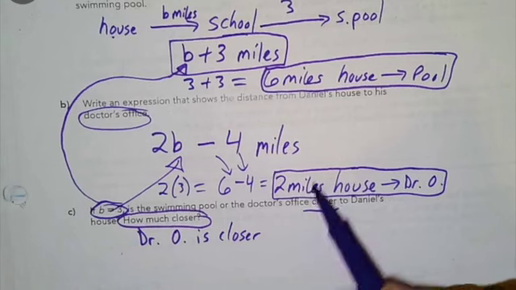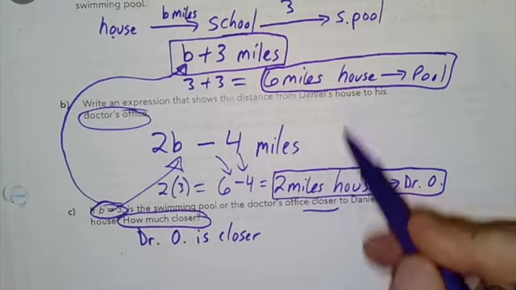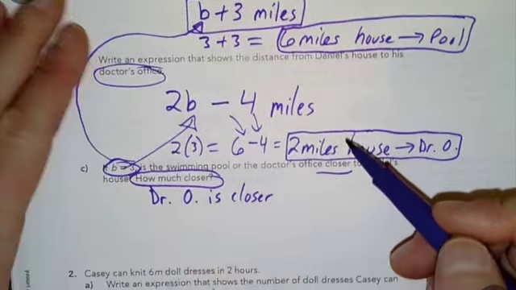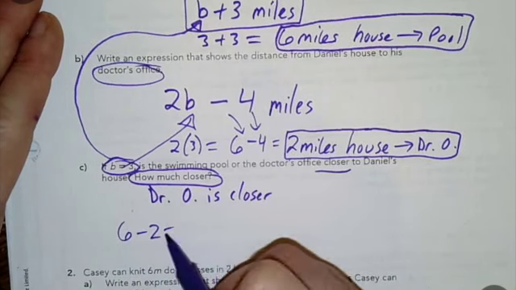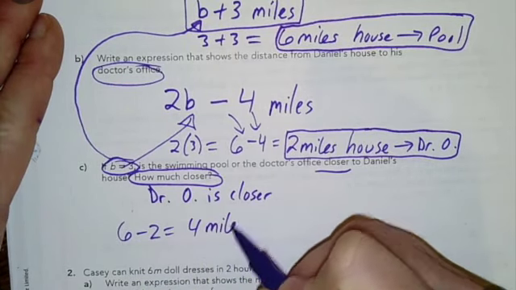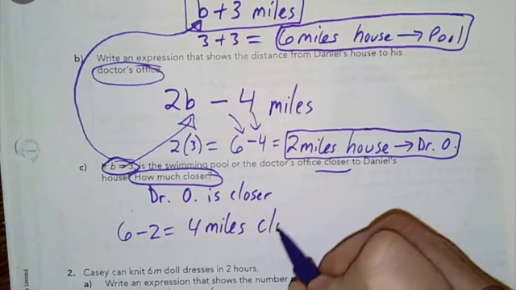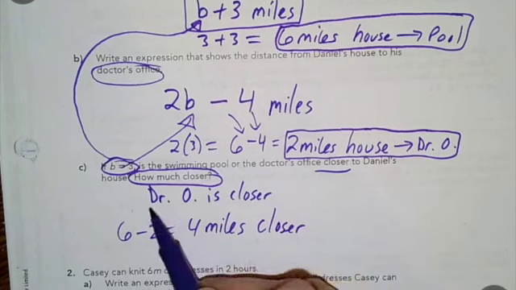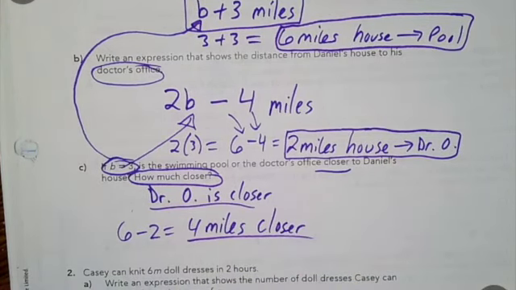How much closer is this than that? So it's like you're looking at the difference between these. Difference means you need to subtract 6 minus 2. It is 4 miles closer. So the doctor's office is closer by 4 miles.